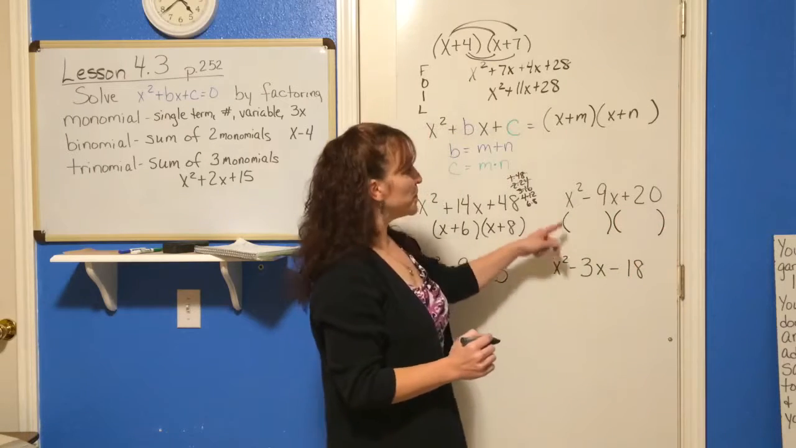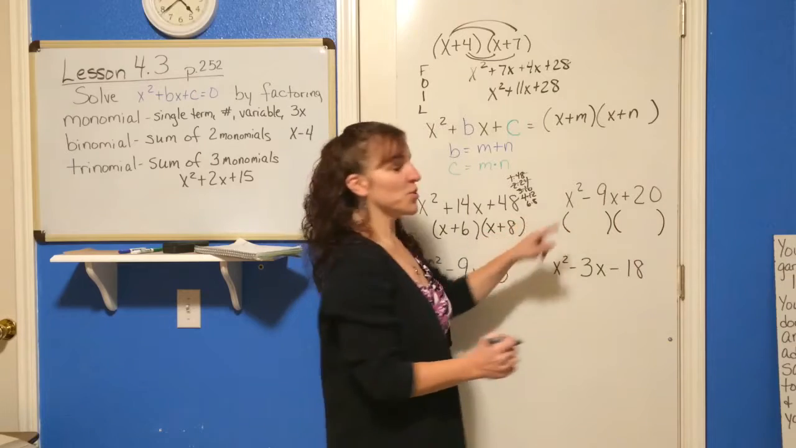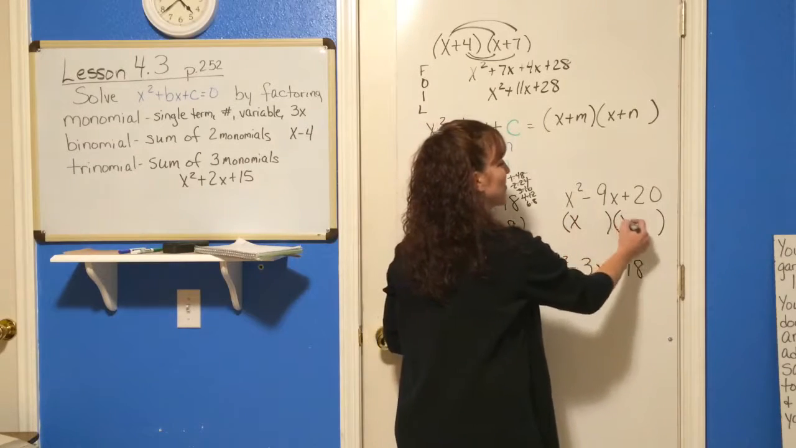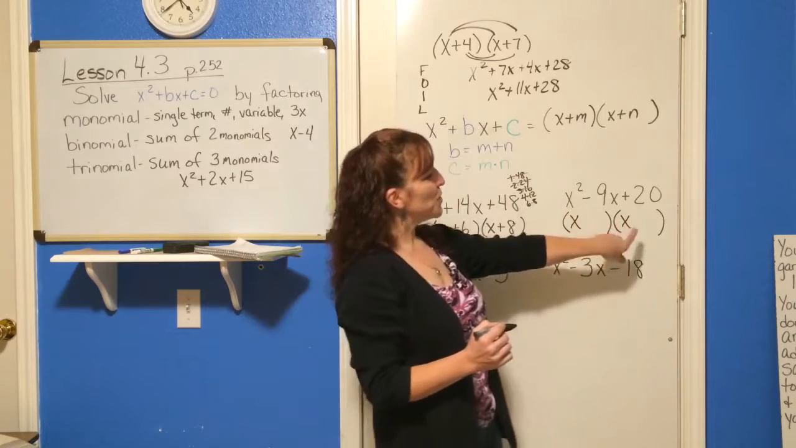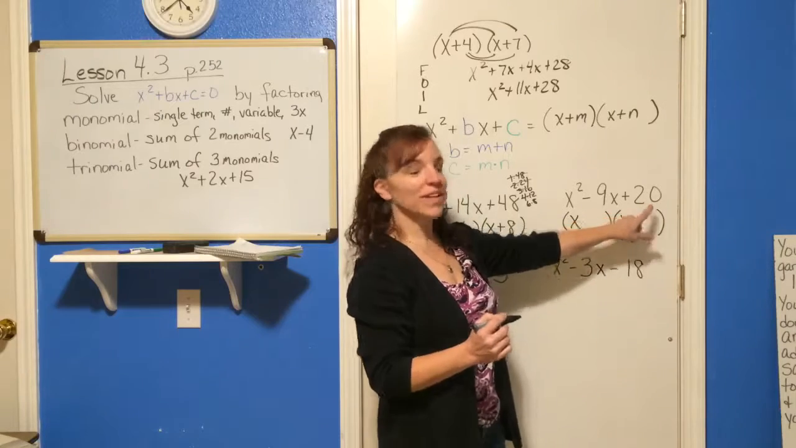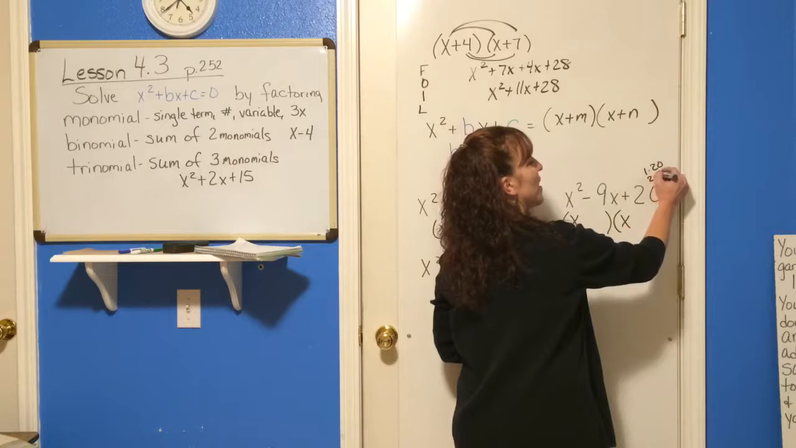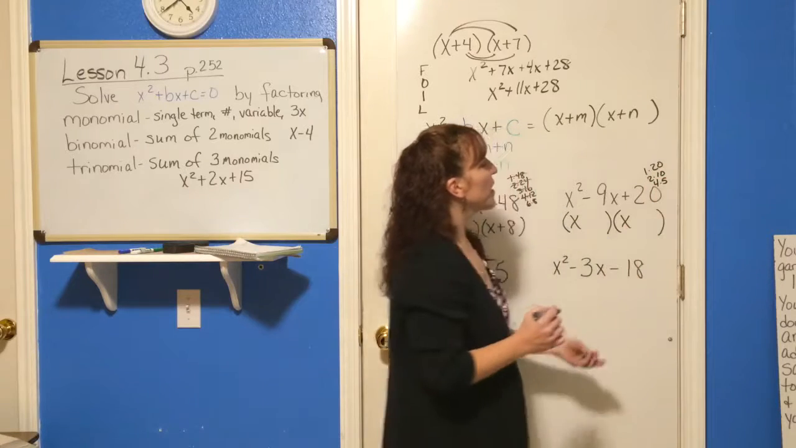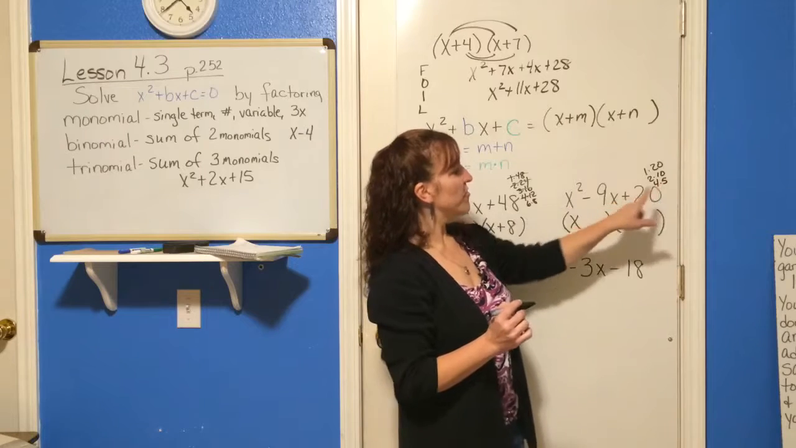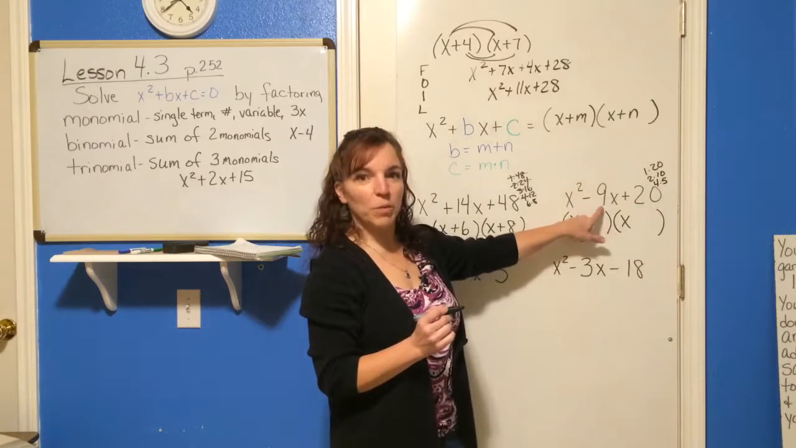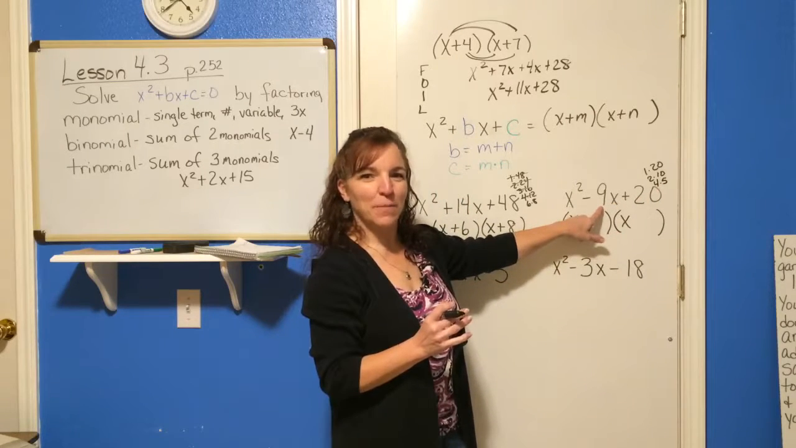Your first term is x squared, so that's easy, x times x. Your last terms need to multiply together to get 20, so your factors are 1 and 20, 2 and 10, 4 and 5. And so obviously 4 times 5 and 4 plus 5 are going to be our two combinations.